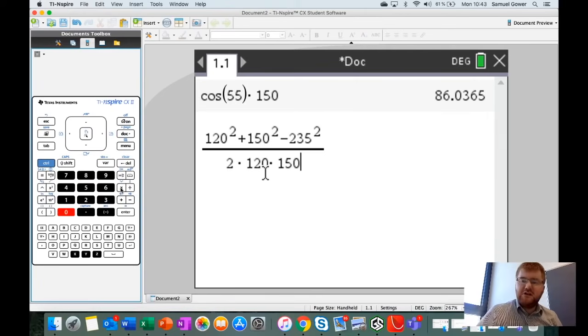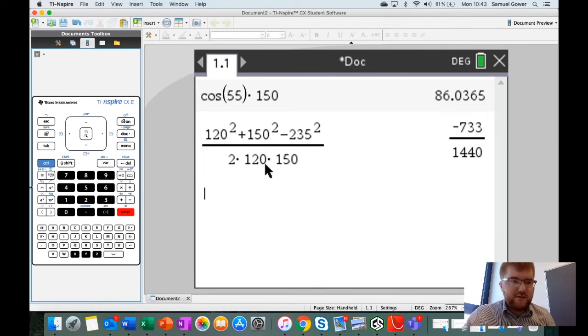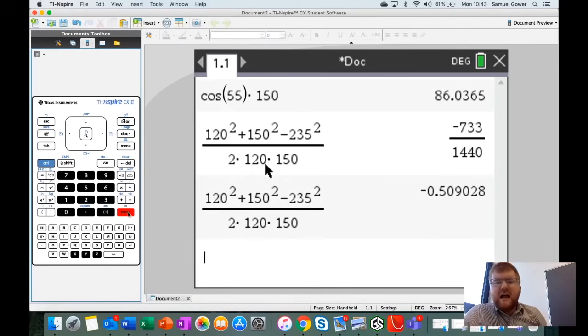But we'll do a common sense check at this point. So we get that. And if you press Control and Enter, we'll get the decimal. And you need to ensure that this decimal is between -1 and 1. Otherwise, you've done something wrong. However, that was the cos of the angle, so we need to find the inverse cos of that answer.